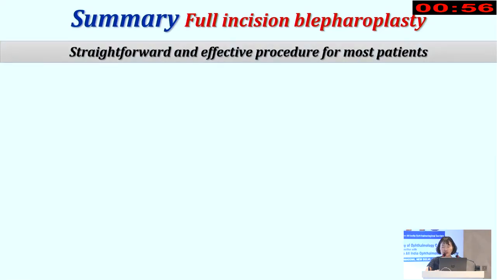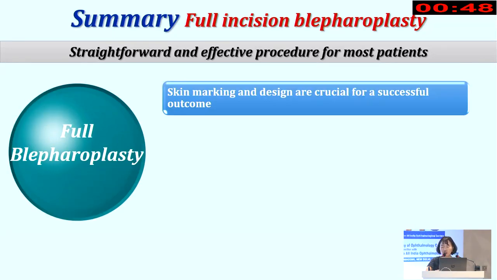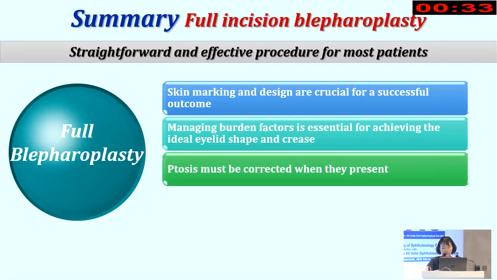So in summary, full incisional blepharoplasty is a really straightforward and effective procedure for most patients. The skin marking and design are a crucial and important first step for a successful outcome. Managing burden factors is essential not only to make the crease, but also to make the ideal eyelid shape and volume. And if the patient has ptosis, it should be corrected.